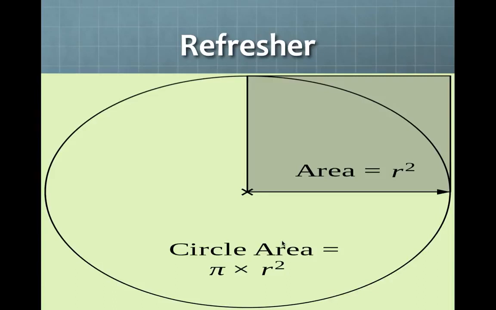And here's a quick refresher. To find the area of a circle, it is pi, 3.14, times radius squared. And of course, to square a number, you multiply it by itself.